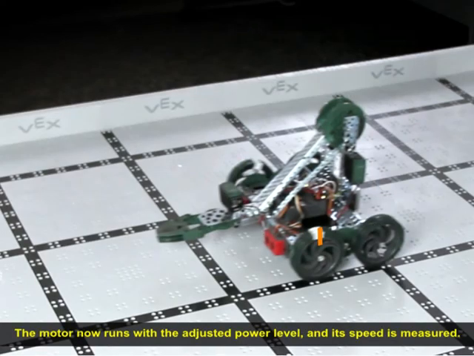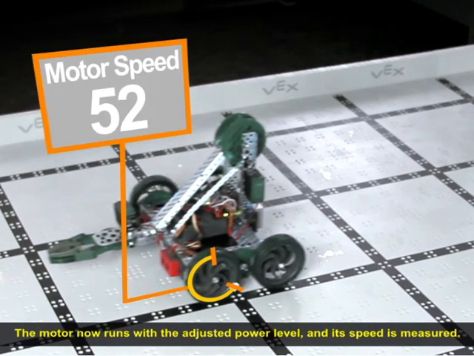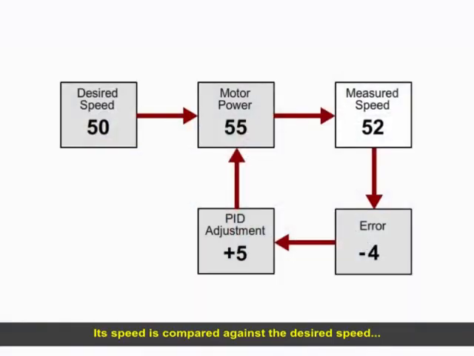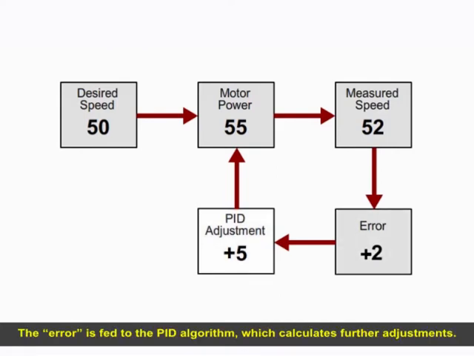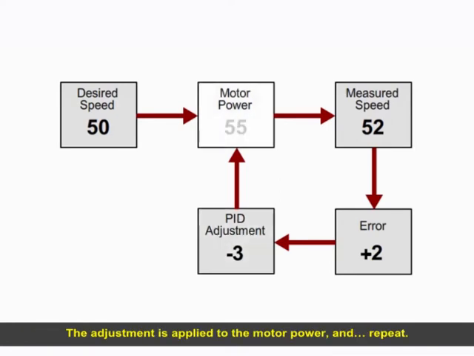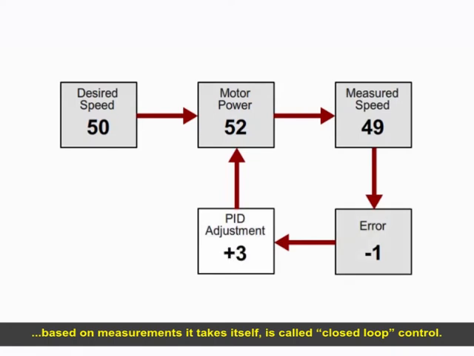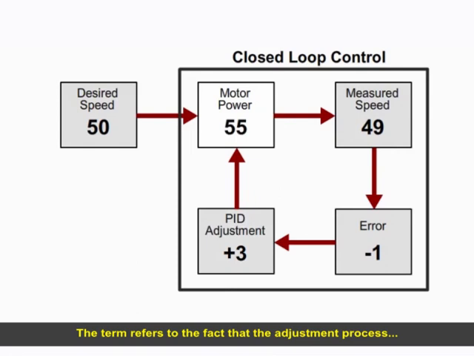The motor now runs with the adjusted power level, and its speed is measured. Its speed is compared against the desired speed, and a new error term is calculated. The error is fed to the PID algorithm, which calculates further adjustments. The adjustment is applied to the motor power and repeat. This setup, where the robot monitors and adjusts its speed based on measurements it takes itself, is called closed-loop control. The term refers to the fact that the adjustment process is self-contained, or closed. No outside input is required.